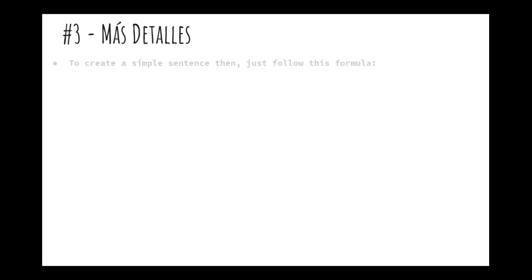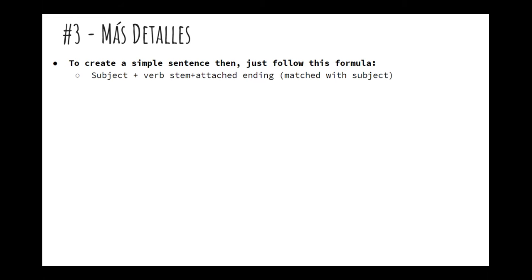All right, a few more details. To create a simple sentence, just follow this formula: subject plus verb stem with an attached ending matched with the subject. So for example, Jack talks, you have hablar. Jack plus habl plus the ending that matches with it. We look at Jack, that would be a he. Just like we did with ser, we're going to match that subject pronoun to the same box on our AR conjugation chart. So we get Jack habla.